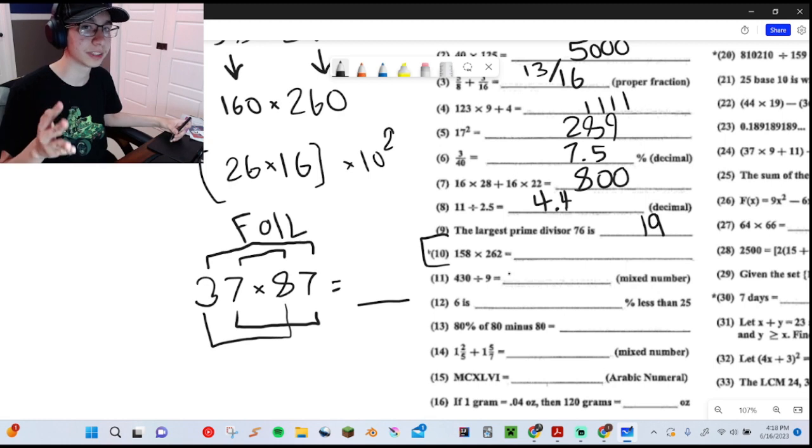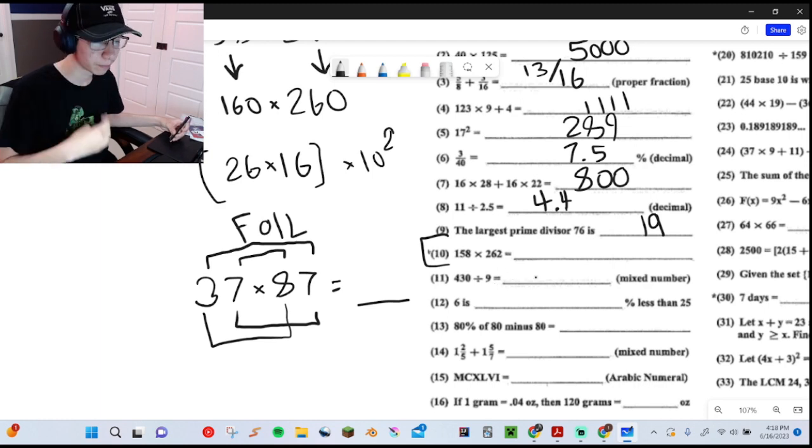So let's remember our steps. We're going to multiply our first digits, our ones digits. So that's 7 and 7. 7 times 7 is 49. I'm going to write the 9, carry 4.